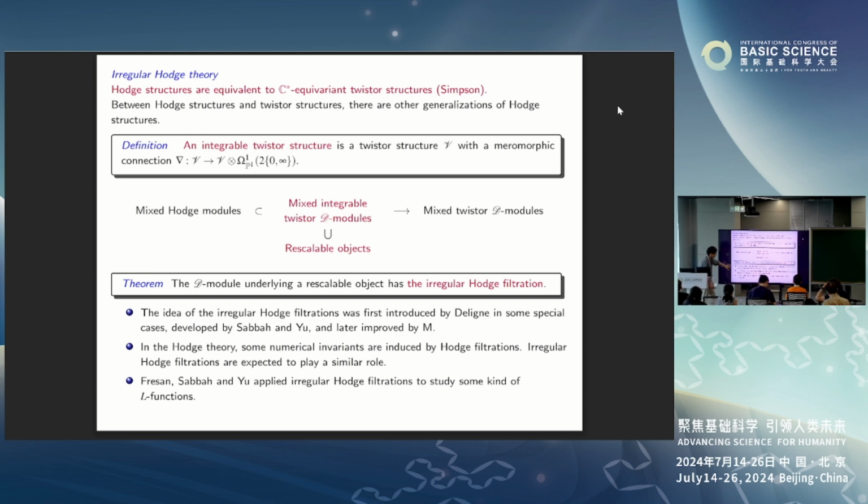The idea of the irregular Hodge filtration was first introduced by Deligne in some special cases. And it was developed by Sabbah and Yu, and later improved by myself. And in Hodge theory, as I mentioned, some numerical invariants are induced by Hodge filtrations. And irregular Hodge filtrations are expected to play a similar role. And actually, Castaño Domínguez, Sabbah and Yu applied irregular Hodge filtrations to study some kind of L-functions.